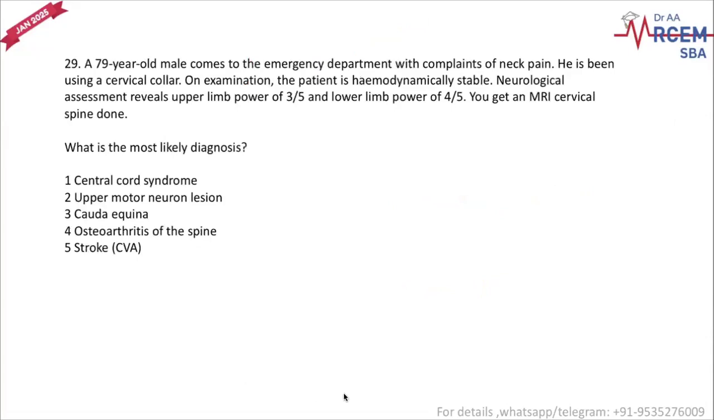A 79 years old male comes to the ED with complaints of neck pain. He's been using a cervical collar. On examination, the patient is hemodynamically stable. Neurological assessment reveals upper limb power of 3 by 5, lower limb power of 4 by 5. So upper limb weakness is much greater than the lower limb. An MRI scan of the cervical spine was done. What is the most likely diagnosis?